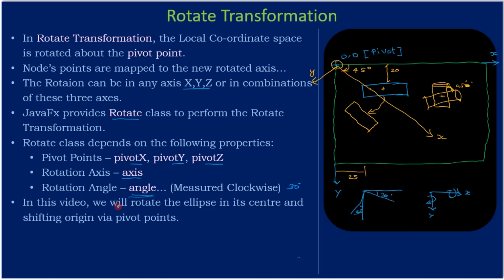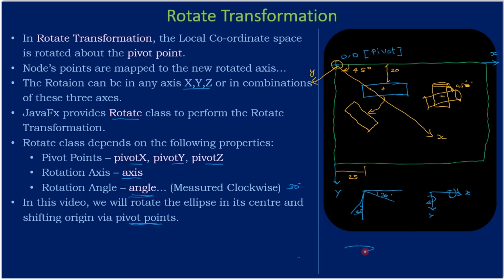Alright, in this video we will rotate the ellipse in its center and shift the origin via pivot points. Then we will place the pivot in a different location and try to rotate the ellipse. So we will do both. First time we will keep the axis towards the center of the ellipse, and the next time we will shift the pivot point to a different location. Then we will try the rotation.